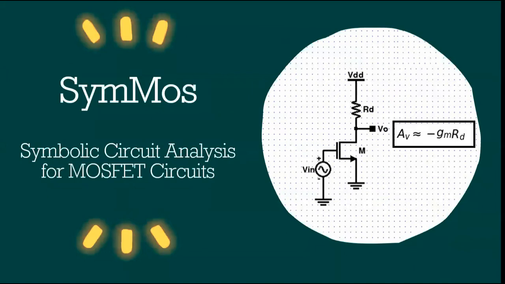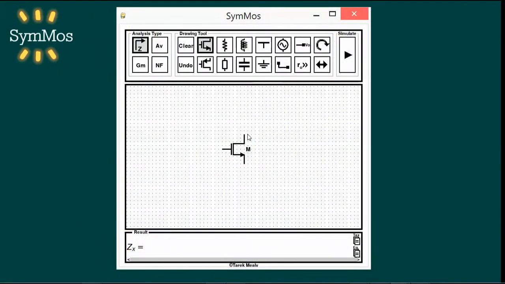Hello. In this short video, we will introduce our software SymMos, which performs symbolic circuit analysis for analog and RF circuits. Let's get started and see how it works. Step number 1. We draw the circuit schematic that we want to analyze, let's say, common gate amplifier.